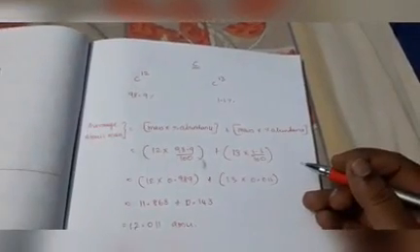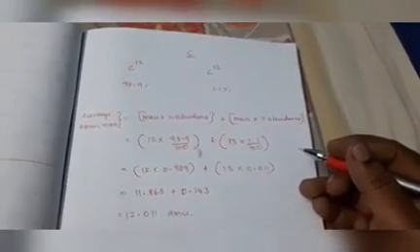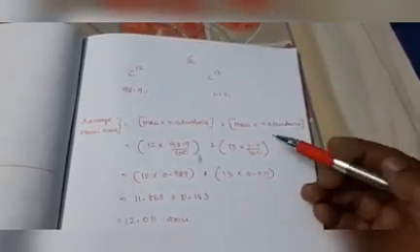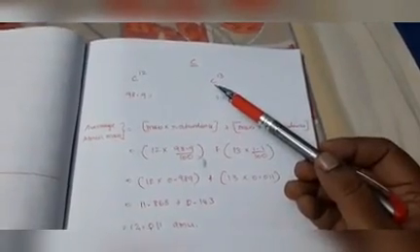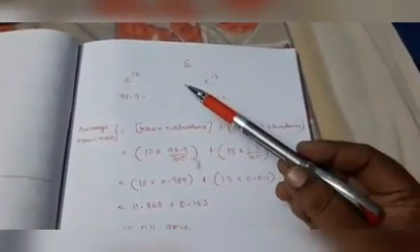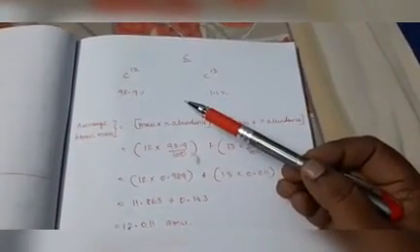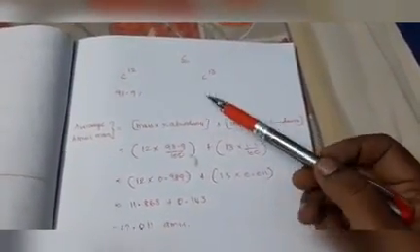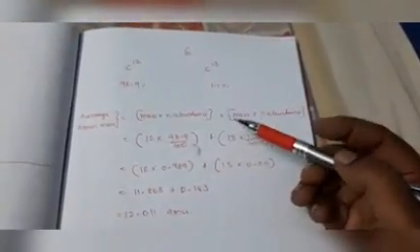By using this method we can calculate the average atomic mass for any element, if we know the isotopes, their masses and their percentage abundance. If you know the mass and percentage abundance, we can calculate the average atomic mass.